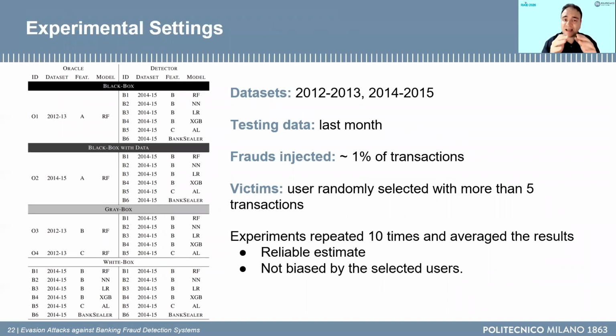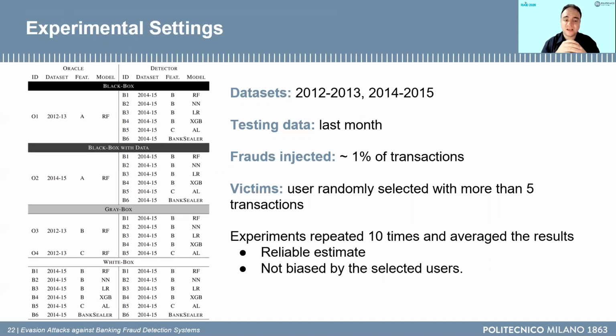Basically, we perform an attack for each scenario, degree of knowledge of the attacker, and algorithm described previously. The combination of oracles and detectors per degree of knowledge are summarized in the table on the left in these slides. We inject a number of frauds approximately equal to 1% of the transactions in the dataset. We use as dataset to train the fraud detector the one from 2014 to 2015, using the months from October to January, while February, the last month of this dataset, is the one subject to the evasion attacks.